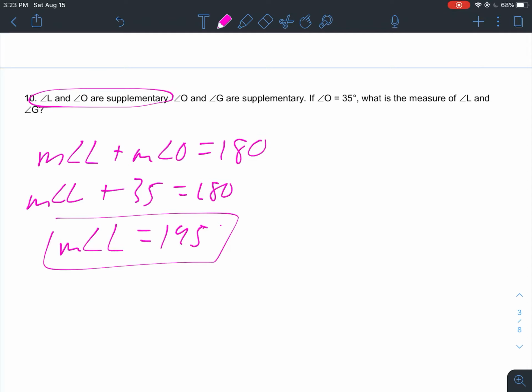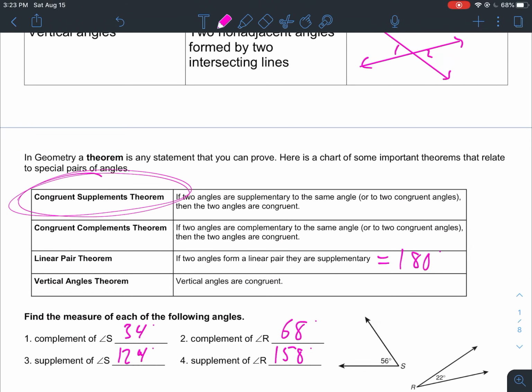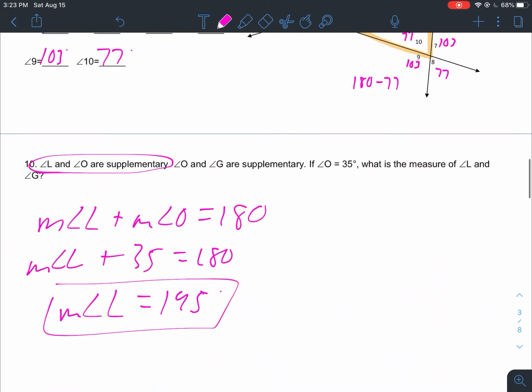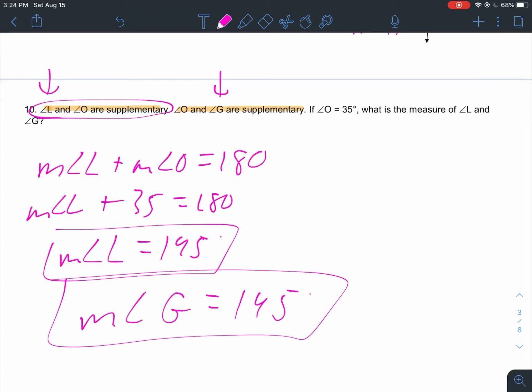Now we could do the same process to find angle G, and we'd probably get the same answer, but let's save some time here and go back to the Congruent Supplements theorem. If two angles are supplementary to the same angle, they're congruent. If L and O are supplementary and G and O are supplementary, that means L and G are congruent. So if L is 145, G is 145.